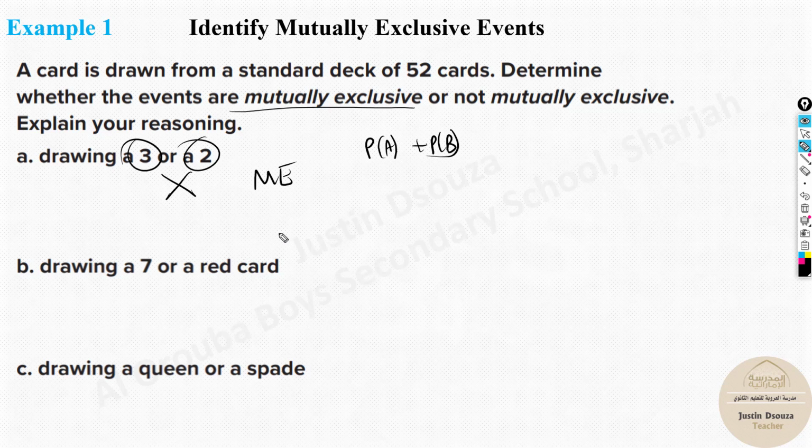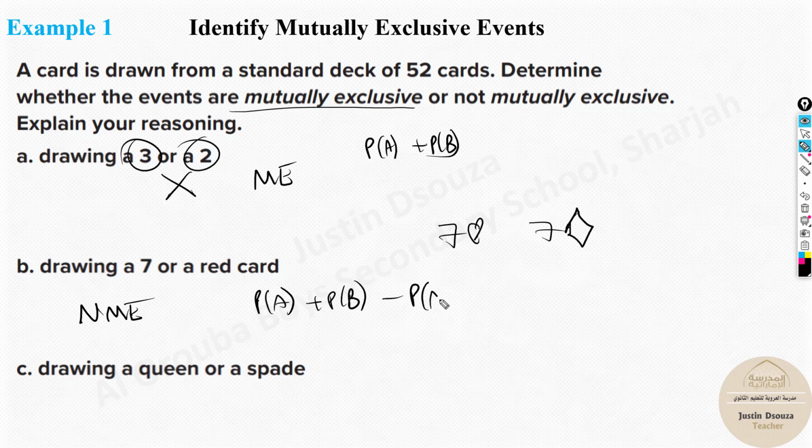That's it. Whereas drawing a 7 or a red card, is there a 7 and red common card? Yes. 7 of hearts or 7 of diamonds would be common, right? So this is not mutually exclusive. Why? Because there's a common thing. 7 of hearts and 7 of diamonds is the common. Now for this, the formula would be P of A plus P of B minus P of A intersection B. We will see this in a while when we solve not mutually exclusive problems.